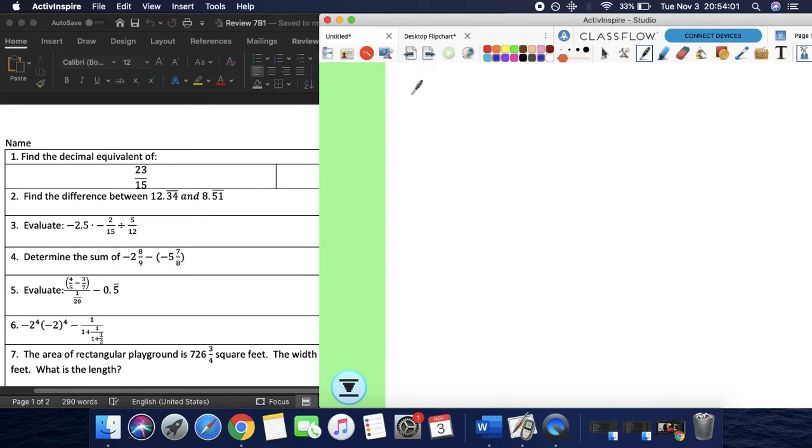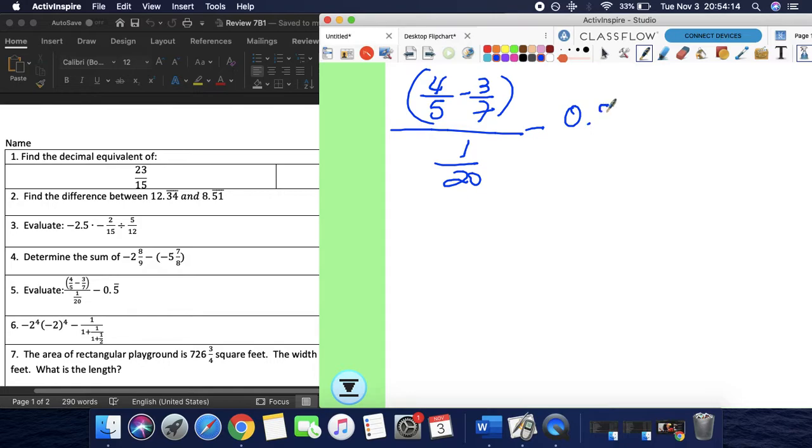Evaluate. I think that says 4/5 minus 3/7 over 1 over 20, and then subtract 0.5 with the bar notation. Great problem. All right, so just because it's bothering me, I'm going to do the 0.5 first.